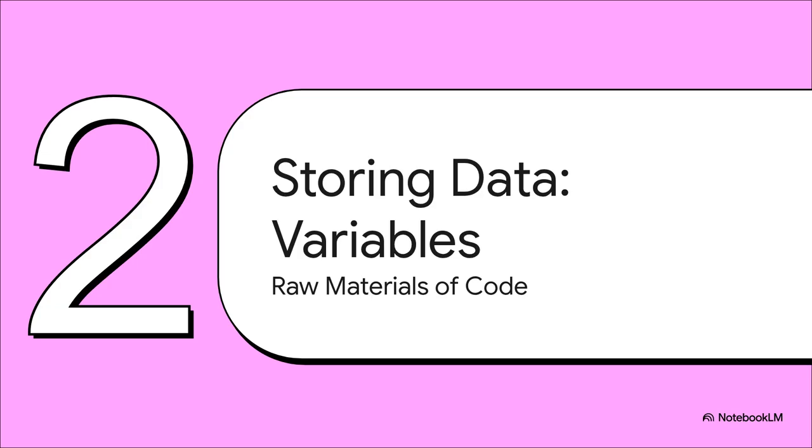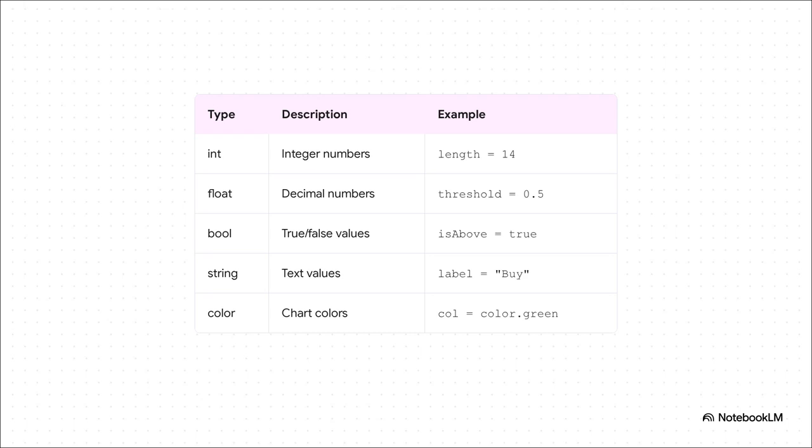Now let's talk about how scripts are actually built. See, every program needs a way to store information. And to do that, we use things called variables. The easiest way to think of a variable is just as a labeled box where you can keep a piece of data, like a price, a name, or even a simple yes or no. And these boxes are actually designed to hold specific kinds of information. You've got int for whole numbers like 14, float for your decimals like 0.5, and bool for simple true or false values. You can even store text in something called a string or, and this is super useful, chart colors for making your indicators look good.